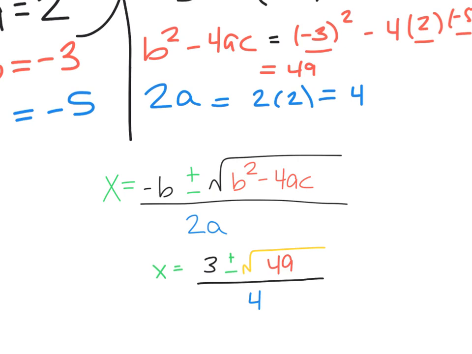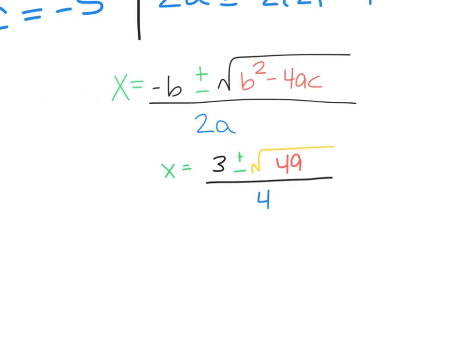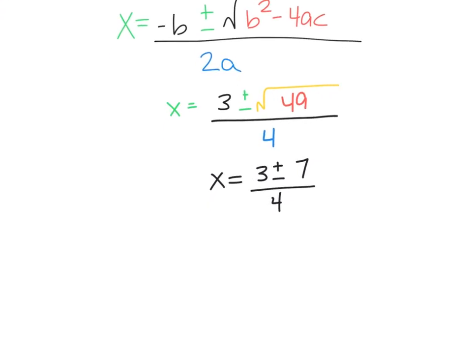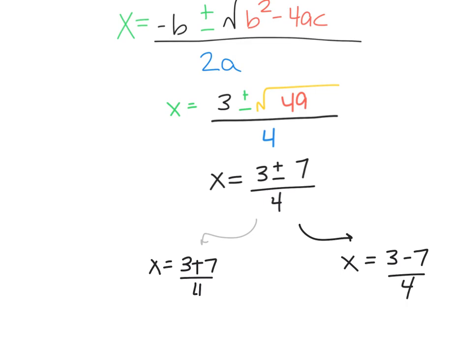Well, 49 we said last week was a perfect square because 7 times 7 is 49. So I can break this up into x equals 3 plus or minus 7 over 4. We now simply break it apart into our plus and our minus. So we get x equals 3 plus 7 over 4, and x equals 3 minus 7 over 4.